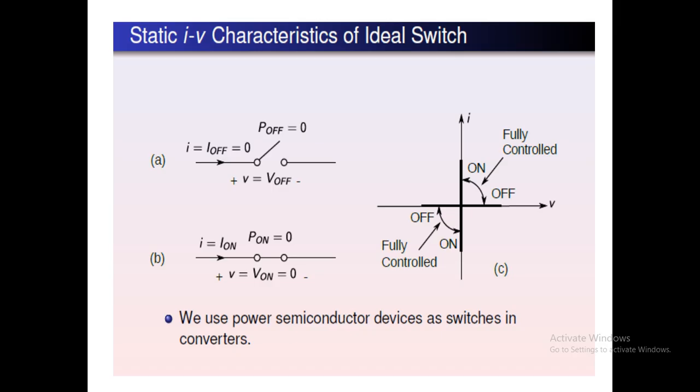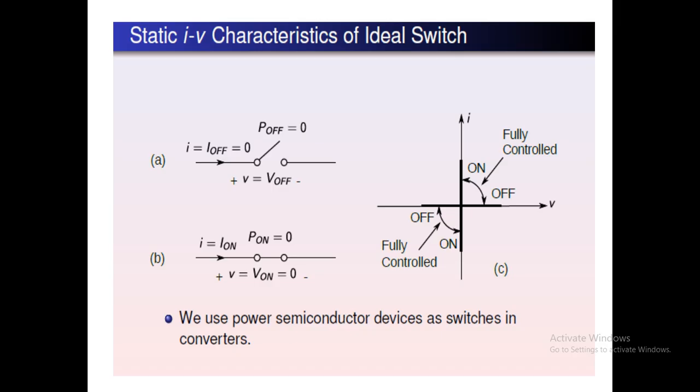In the first case, the switch is in off condition. During that condition, the current flowing through the switch is 0 and the voltage across the switch will be equal to the applied voltage, that is the off time voltage, and the product of the voltage and current, that is the power across the switch, will be equal to 0. That is during the turn off condition of the switch. In the voltage versus current plot, we will have only the x-axis, that is the voltage axis, and there is no current, that is current is equal to 0.